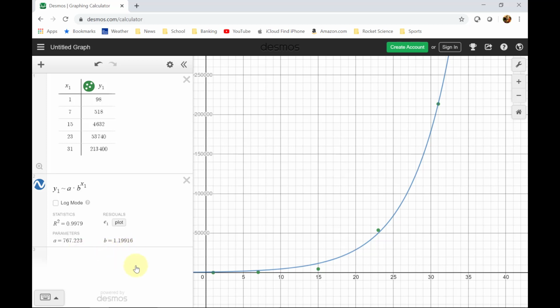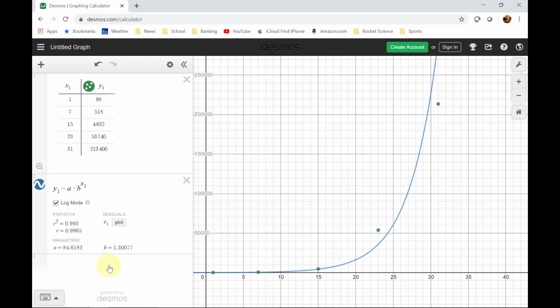Okay, so Desmos produces this result. It's a different result. It says that at time 0 we have 767, and we're growing at about 20% a day. And I will explain why Desmos is getting a different result. Part of the answer will involve this little checkbox here, which is interesting to explore, and that's precisely what the calculator is doing.